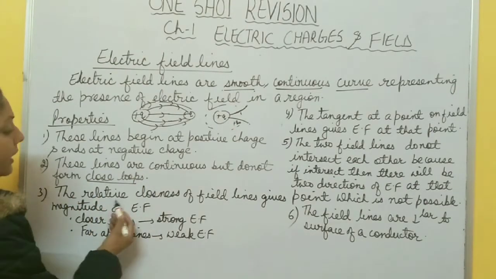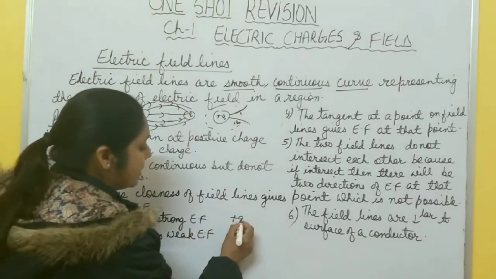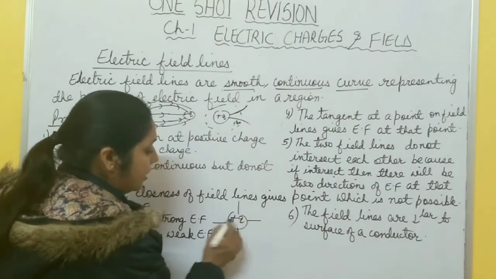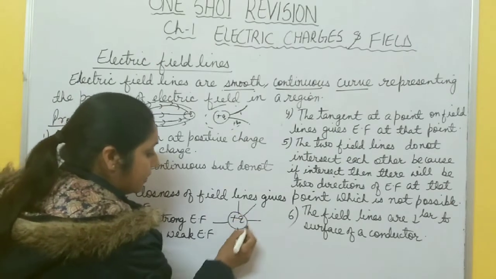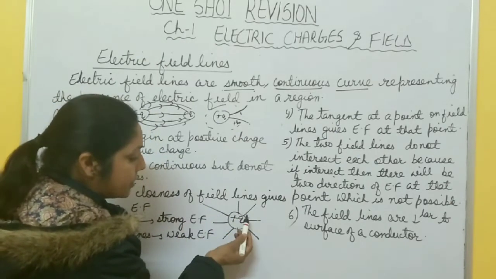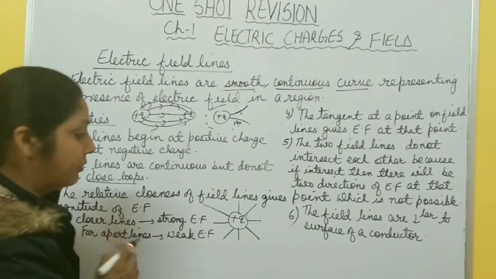Next one is the relative closeness of field lines gives magnitude of electric field. Suppose this is a charge. Suppose there are 4 field lines, right? So it represents these 8 field lines. So the relative closeness of these field lines represents the strength of electric field.